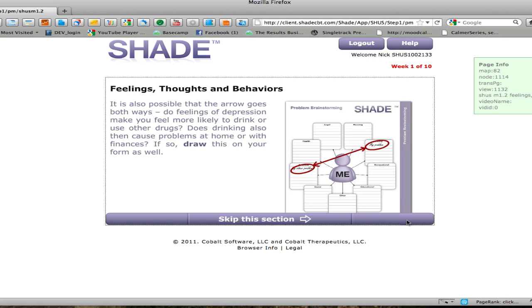It's also possible that the arrow goes both ways. Do feelings of depression make you feel more likely to drink or use other drugs? Does drinking also then cause problems at home or with finances? If so, draw this on your form as well.